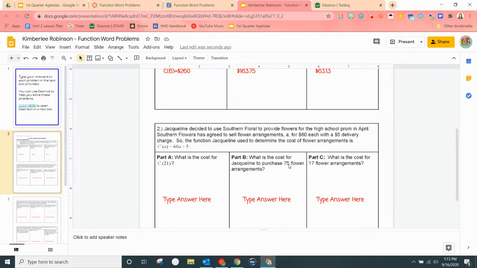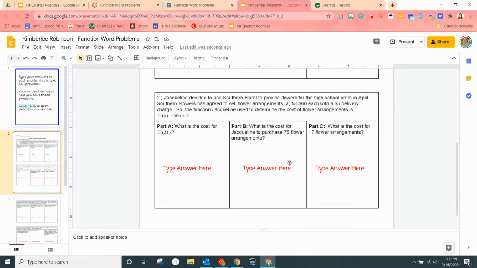How easy was that? We used Desmos. Let's look at this next one. This equation should look familiar too. Jacqueline decided to use Southern Floral to provide flowers for the high school prom in April. Remember, Southern Flowers has agreed to sell flower arrangements, which we're calling A, for $60 each with a $5 delivery charge. So the function Jacqueline used to determine the cost of flower arrangements is C of A equals 60A plus 5. What's the cost for C of 21?